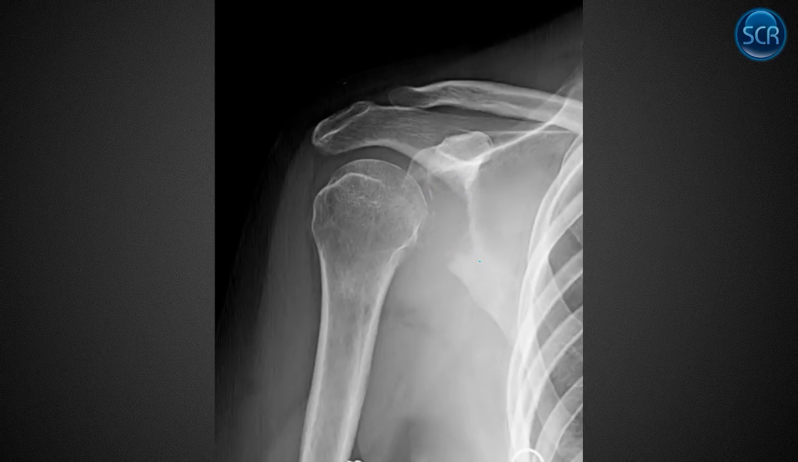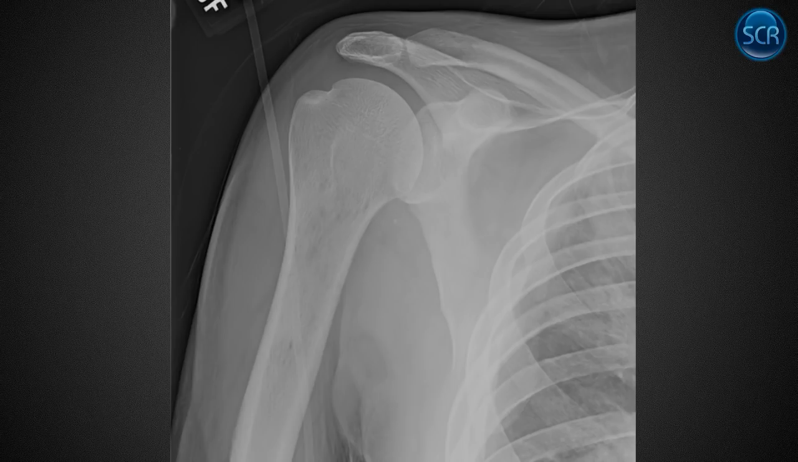Poorly defined cortical destruction. This is a case of lymphoma in a younger person. You can see all these little moth-eaten patterns of bone destruction throughout the proximal humerus here. A little more permeative down here, very poorly defined. You can't really tell where it starts or ends. So that's lymphoma in this case.